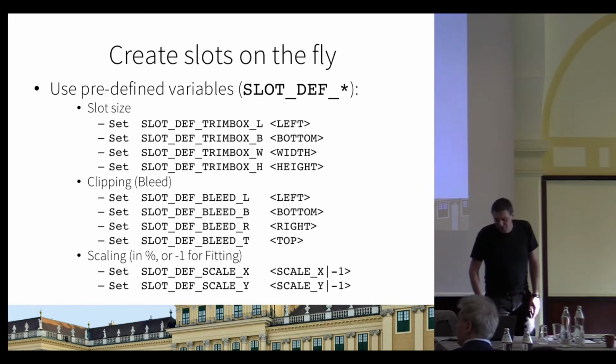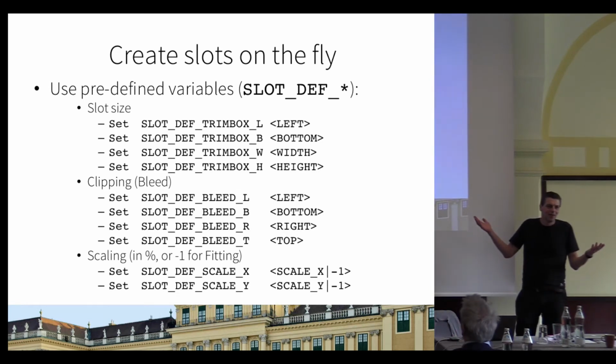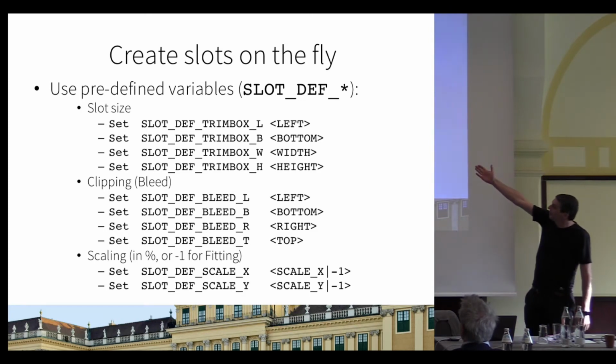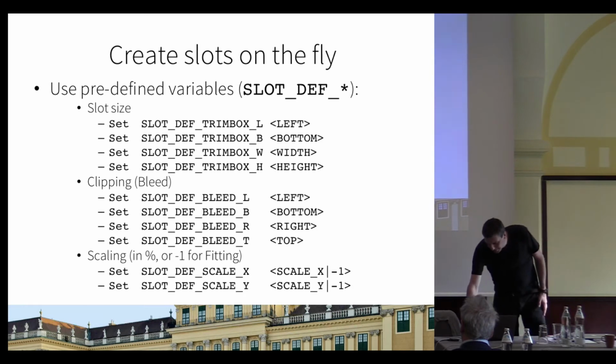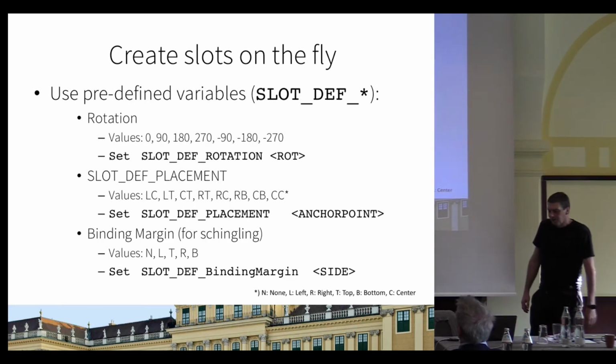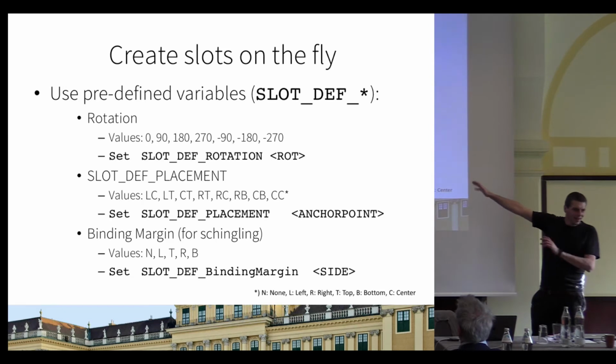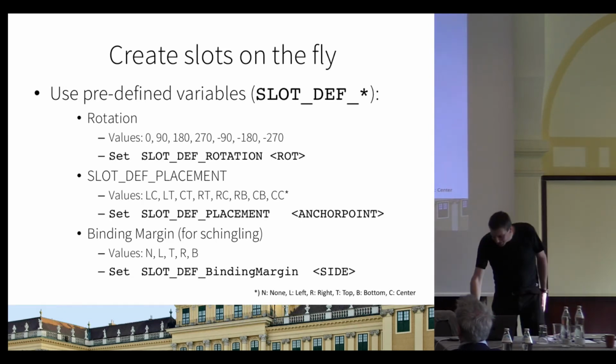So the same mechanism can be used for slots. It's actually the same thing, just different names for the variables. So we have slot def variables, a lot of them, for all the aspects of a slot. That's essentially the trim box of the slot. We have the bleed offsets for creating the clipping rectangle of the slot. We have variables for the scaling factor, as explained earlier. And then we have a variable for rotation. I just spelled all the variables out here so that you can take that as a reference. If you get the slides, I think the meaning is clear, so I don't have to explain it again.